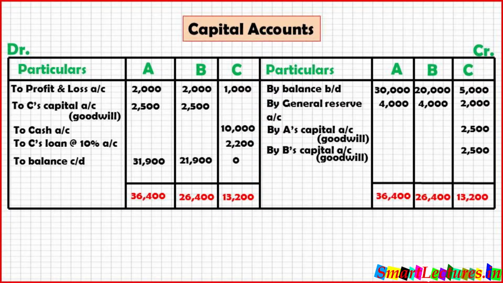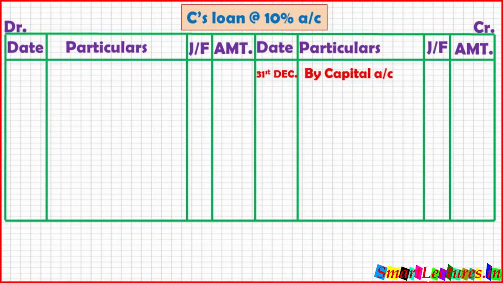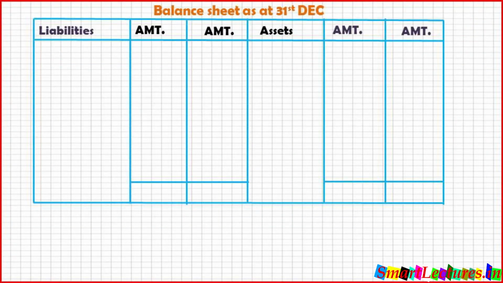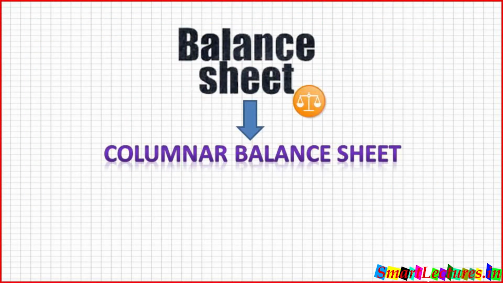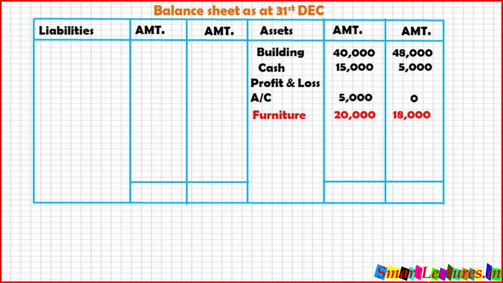And now prepare C's loan account, that is by capital account 2,200. And let's prepare the balance sheet as at 31st December. I'm going to make columnar balance sheets. So building previously 40, now 48, cash previously 15, now 5, profit and loss account previously 5, now 0, furniture previously 20, now 18.